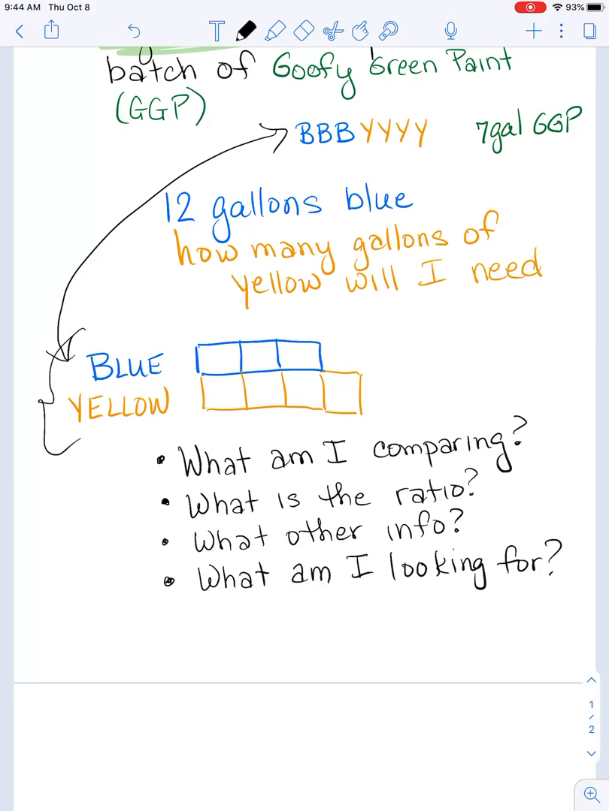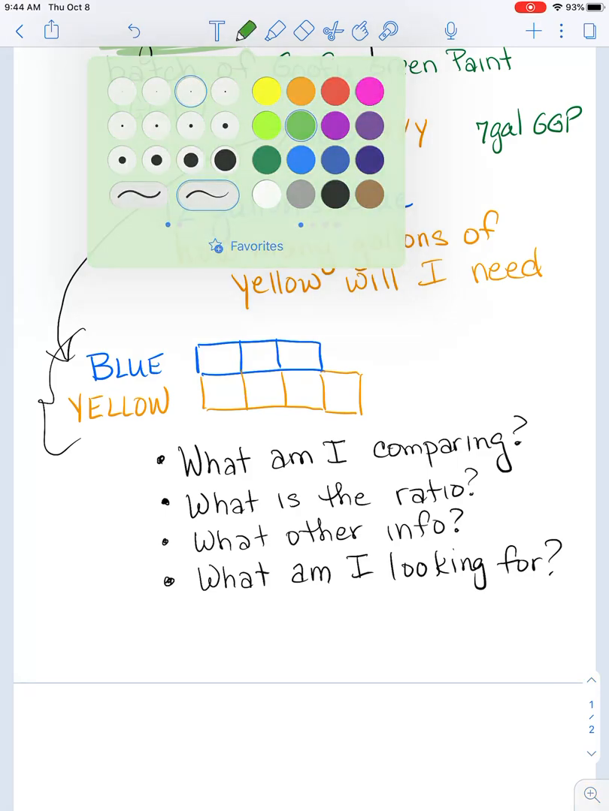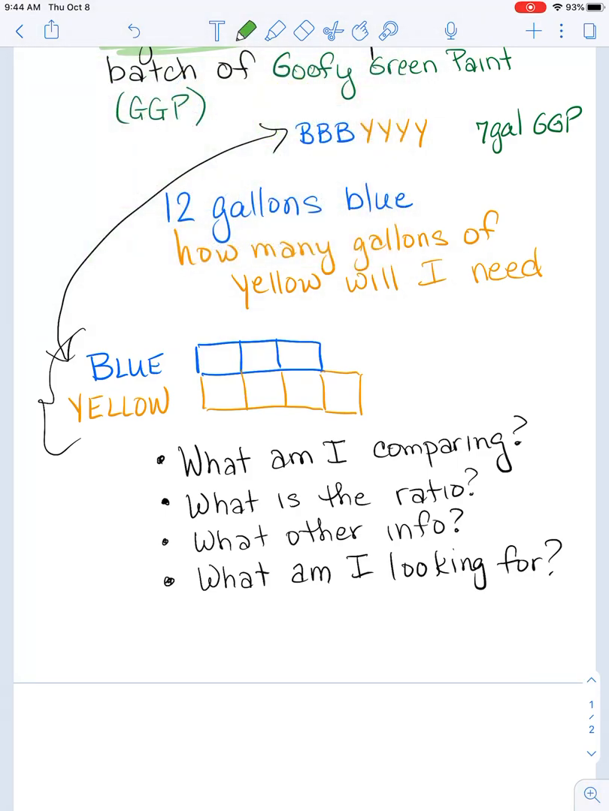Okay. Now, let's take a look at this. So, what am I comparing? Blue to yellow. I'm going to write that because remember, the order is super important. So I'm going to say I'm comparing blue to yellow. Okay, check. What is the ratio? The ratio is 3 to 4, and you'll notice 3 is under B because it's 3 blue, 4 is under yellow because it's 4 yellow.